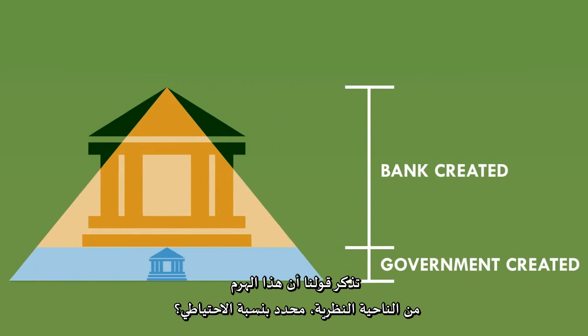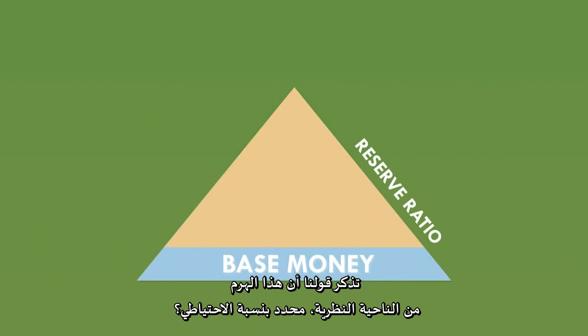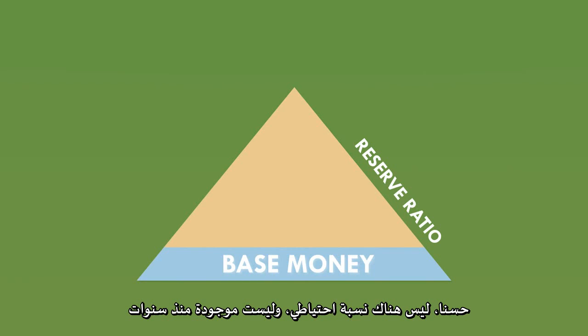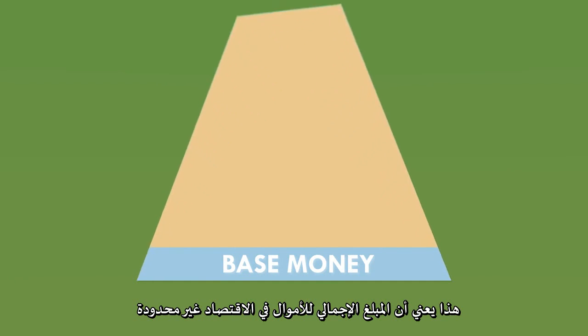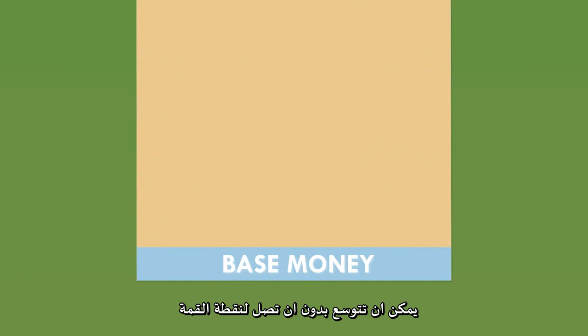Remember that we said this pyramid in theory is limited by the reserve ratio? Well, there is no reserve ratio, and there hasn't been for years. This means that the total amount of money in the economy isn't really limited. It can keep expanding without coming to a point at the top. So the pyramid is actually the wrong shape to describe the money system.